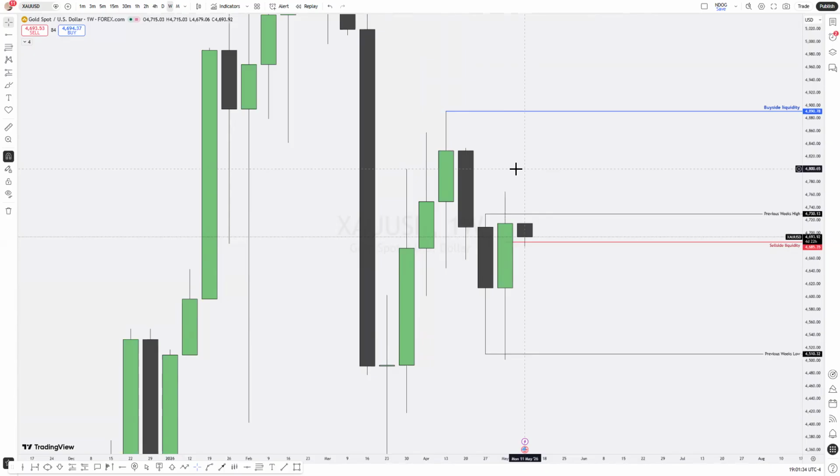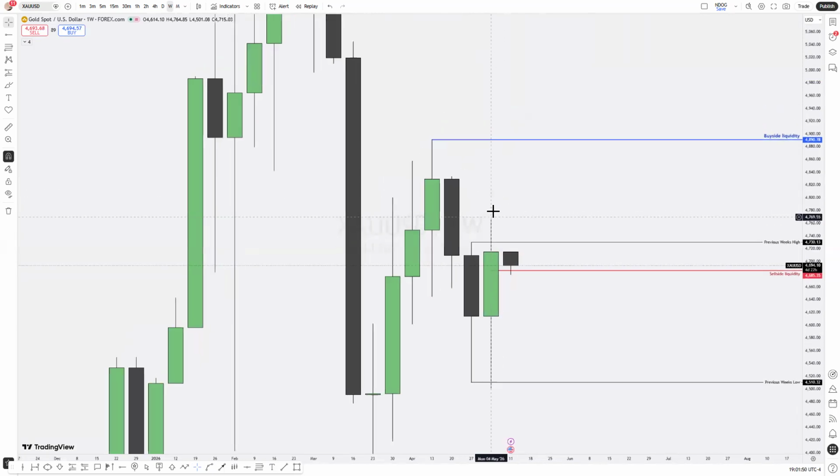So for this week, I'll be bullish, but I won't be in a rush to get into trades. Why? Because the fact that we rejected the previous week's high might likely lead to us seeing some form of rejections early on the week.